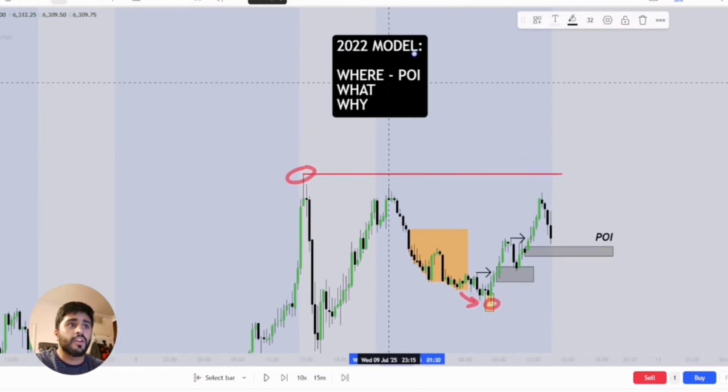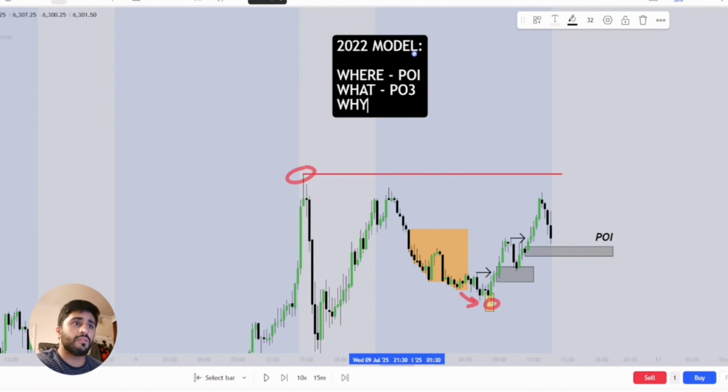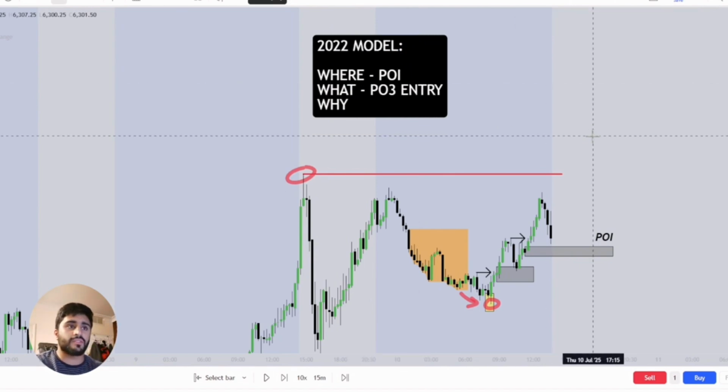So after your POI, you need to understand what you're looking for, right? So what are you looking for on those lower time frames? If you understood what you were looking for on those lower time frames, it will be so much easier to take trades without losing. So what we look for is a power of 3 entry. So what do I mean by power of 3 entry? So let me show you.